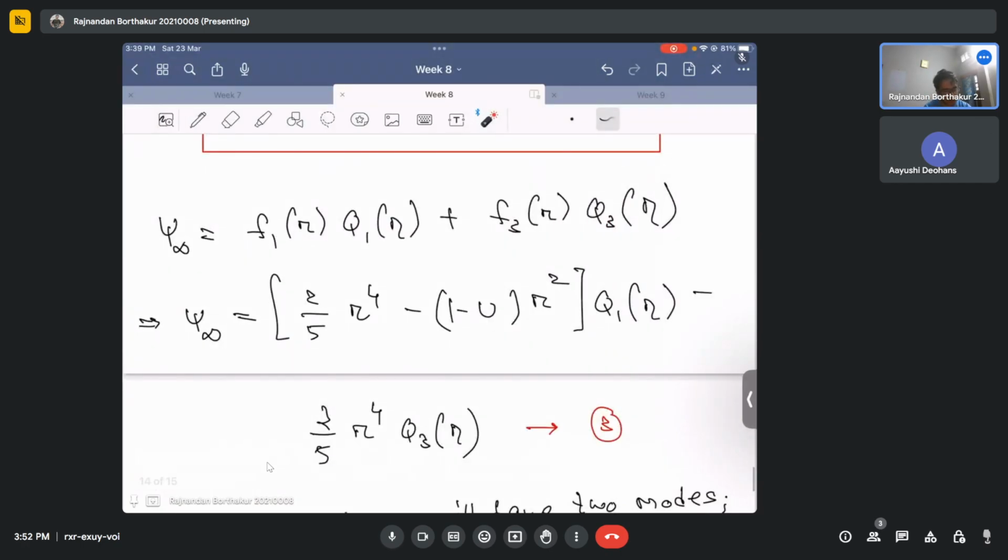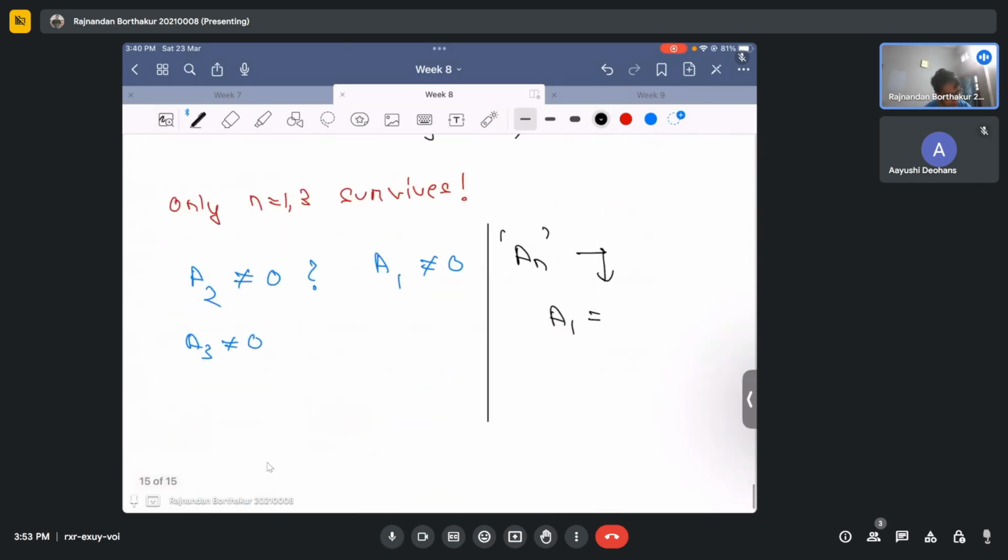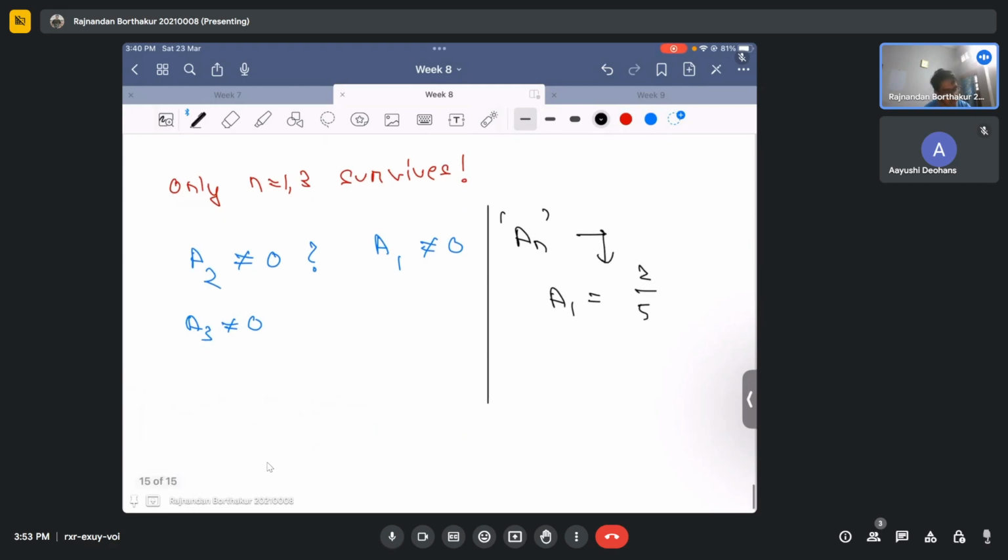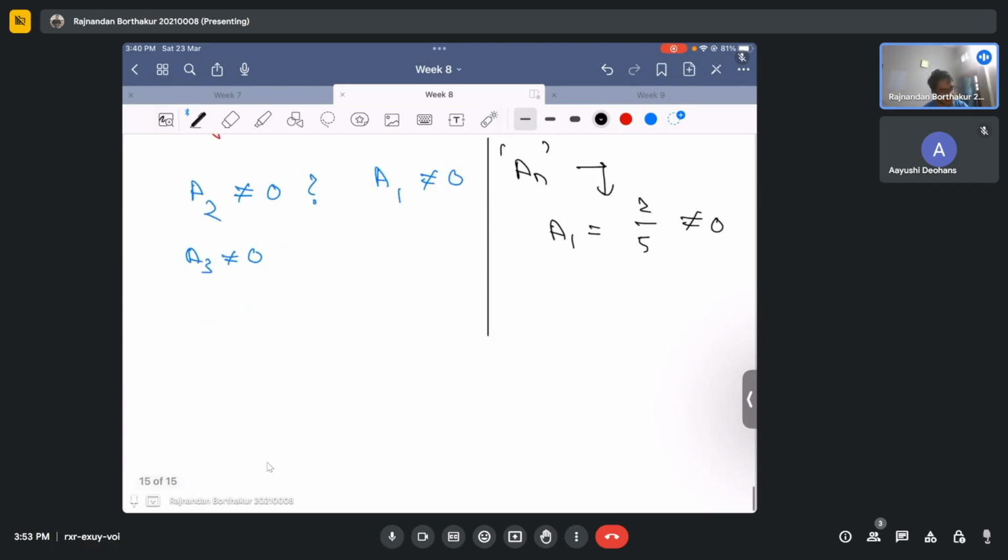It's just simple, right? It's just 2 by 5. Exactly. So a1 will basically be equal to 2 by 5. That is just by direct comparison. So for all the An, a1 is just 2 by 5, and this is not equal to 0. And I can safely now write that An equal to 0 for all n not equal to 1.